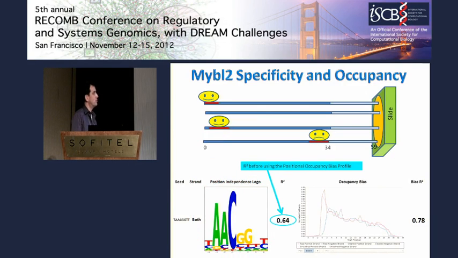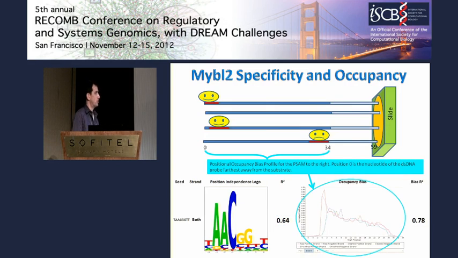Using just the positional independence model, we get a very good R-squared in explaining the variance in the binding data. We have an R-squared of 0.64. Now that we have this positional independence model, we can create a positional bias profile.